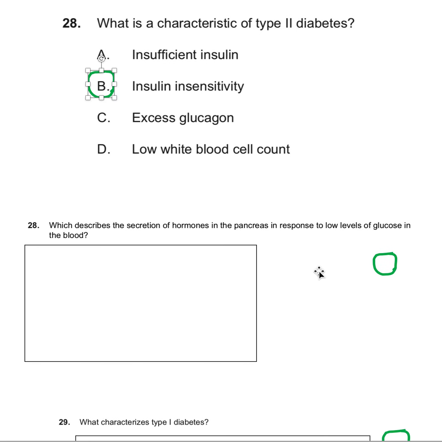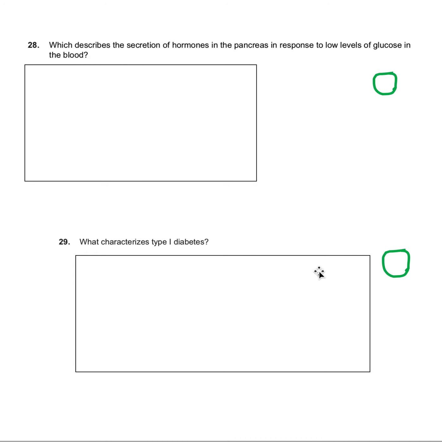Now let's move on to the next one, which describes the secretion of hormones in the pancreas in response to low levels of glucose in the blood. So remember, the pancreas is where all these islets are, and these hormones regulate your glucose level.